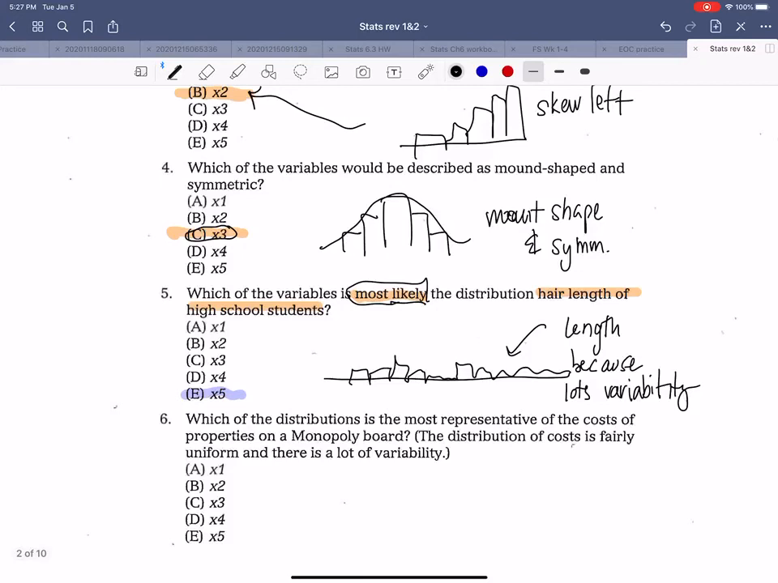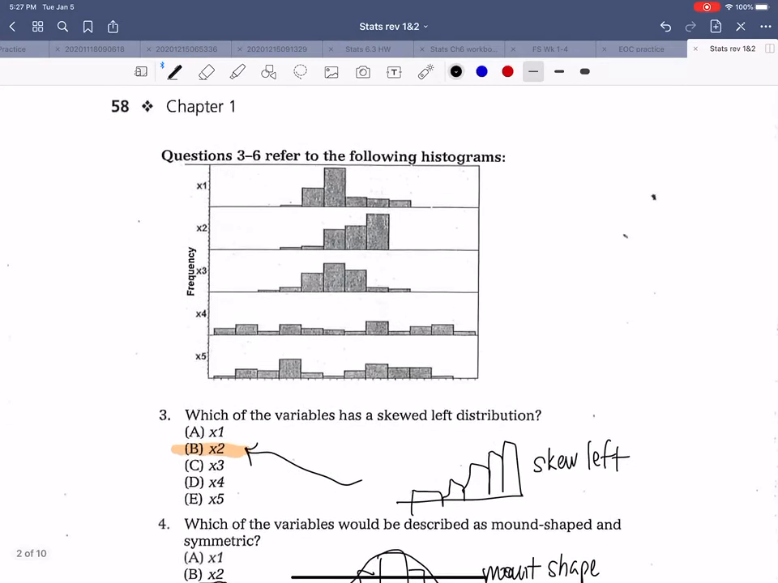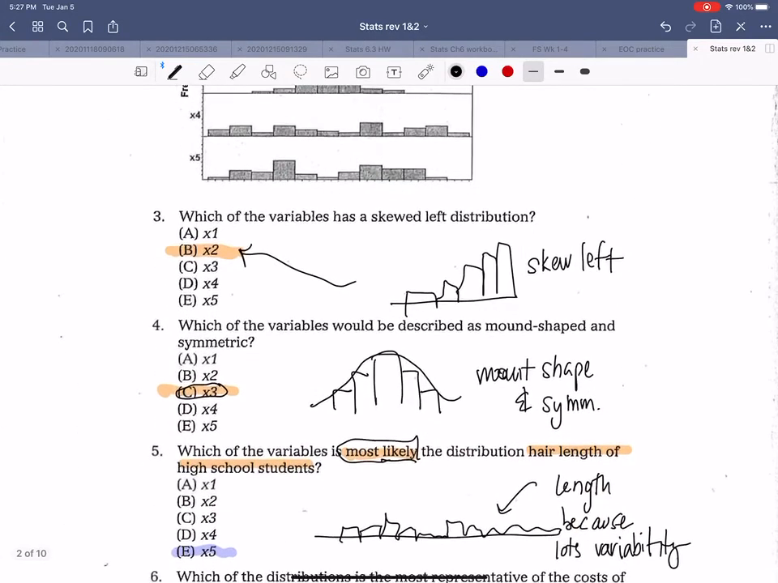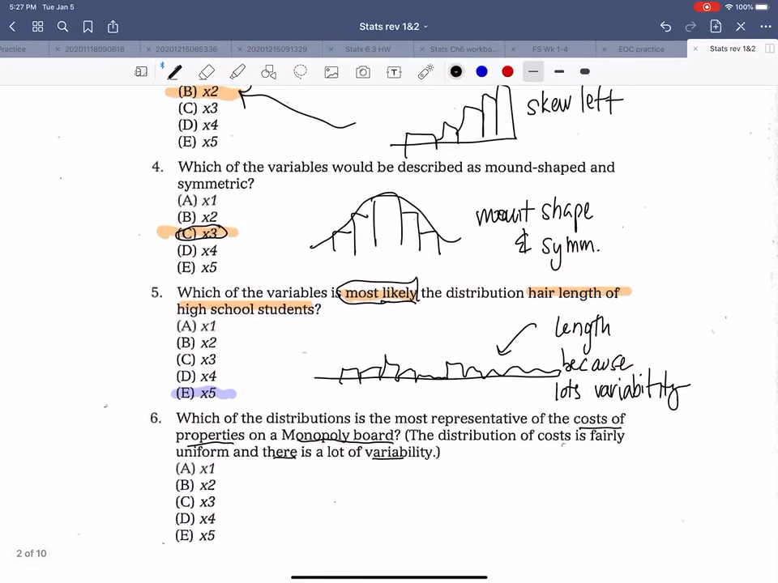Which of the following is most representative of the cost of properties on the Monopoly board? The distribution of cost is fairly uniform and there's a lot of variability. If you don't play Monopoly, they've kind of told us we're looking for a distribution that's fairly uniform. So that means the same all the way across, but like all the way across a lot. Oh, okay, so that's 4. So that's why they reserved number 4 for that one.